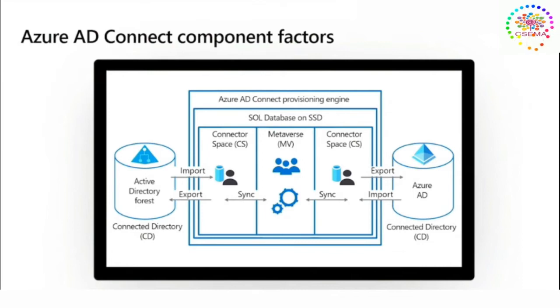The metaverse: objects that need to be synced are created here based on the sync rules. There's only one metaverse. Sync rules: they decide which objects will be created and projected or connected, joined to the objects in the metaverse. And run profiles: these are bundles of the processes and the steps of copying objects and their attribute values according to the sync rules between the staging areas and connected directories.